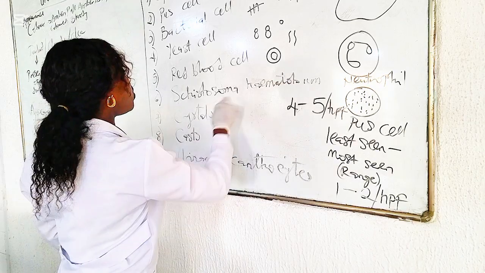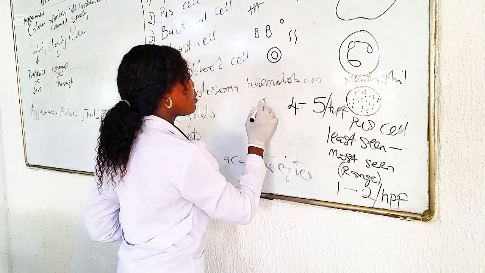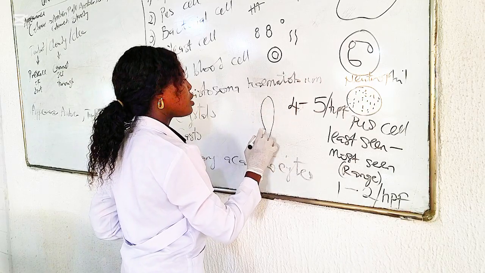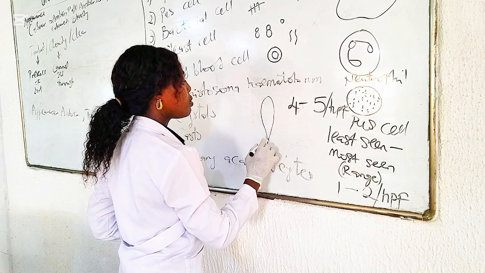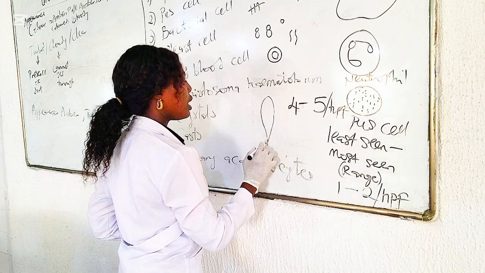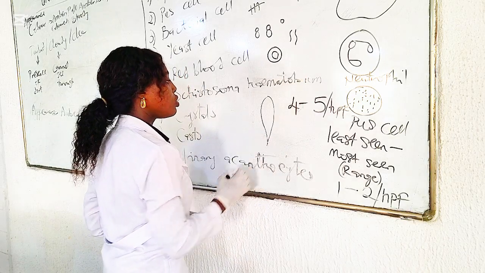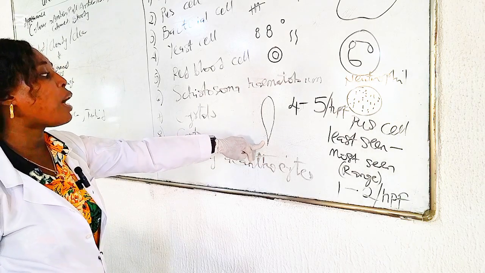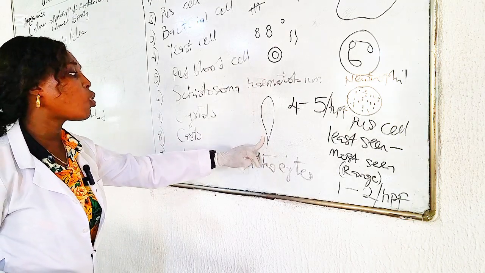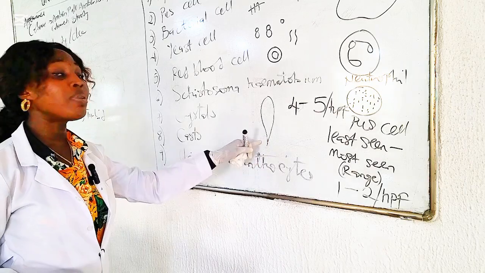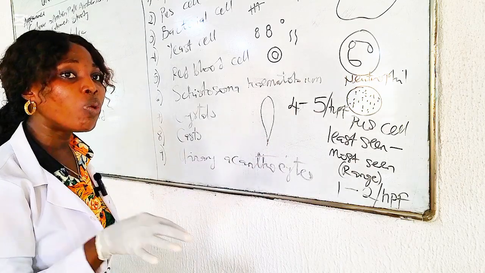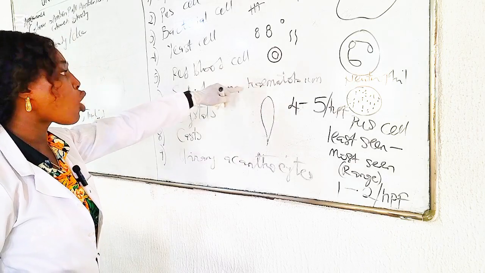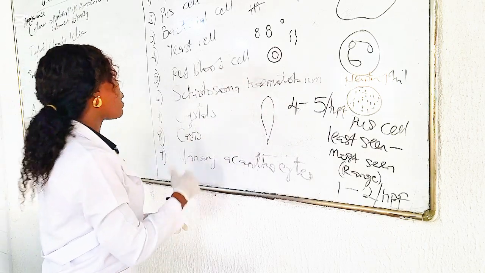Next, the shape of Schistosoma: it has a terminal spine. So Schistosoma has a terminal spine. You see what I said about lacerating the walls of the tract? Because of this terminal spine, it is what perforates the lining of your urinary tract, causing blood to come out with the urine, making the sample bloody.